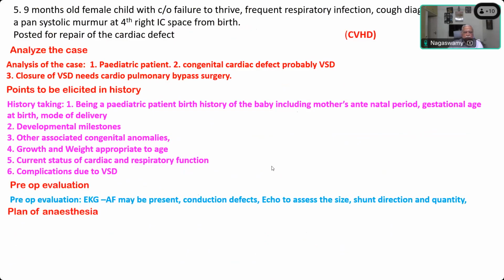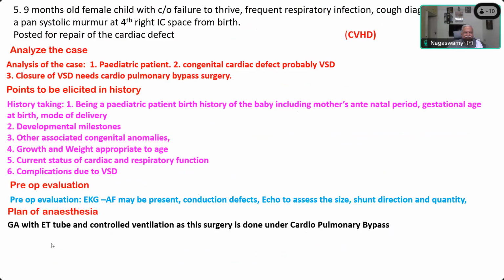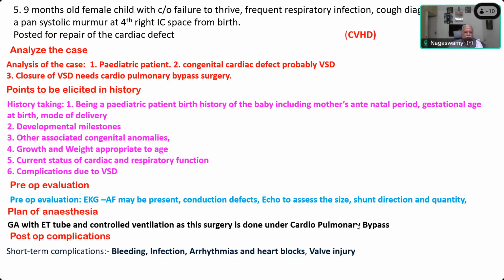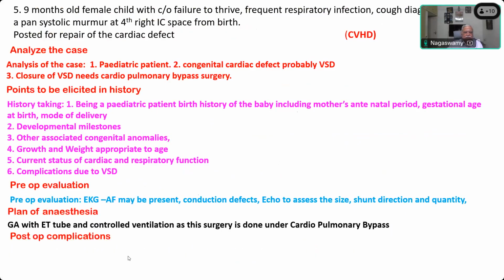Plan of anesthesia. General anesthesia for cardiac defect repair. So it's an open heart procedure. So what is the plan of anesthesia? General anesthesia with endotracheal intubation with controlled ventilation, and the surgery is done under cardiopulmonary bypass. Okay. So post-op complications of this particular surgery.